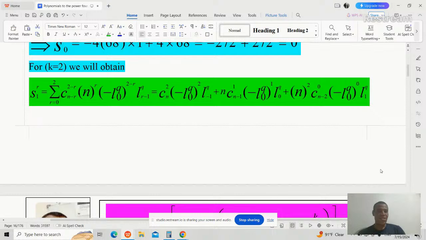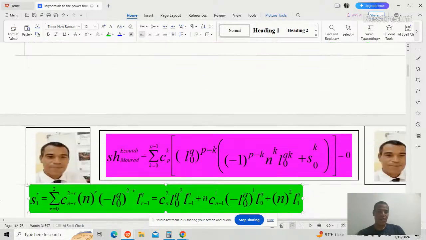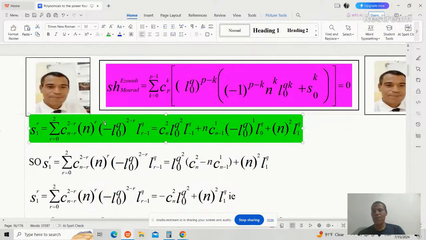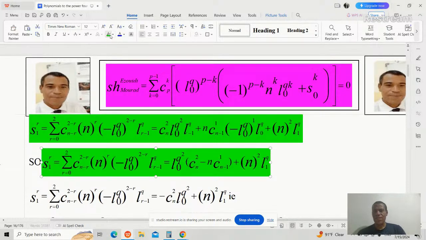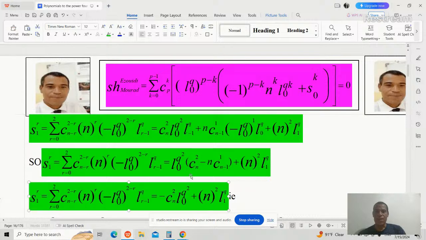So learners, as you are an advanced learner, like teachers and professors, we just go to the last expression. We can say that S1 of order r is equal to minus combination n choose 2 times L0 of the q squared plus n squared times L1 of the q. Why here it's written minus combination n choose 2 L0 of the q? Because learners, you can see that this is L0 of the q squared, and this is L0 of the q times L0 of the q.